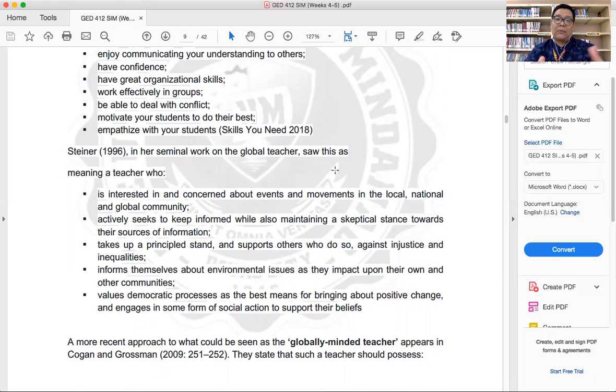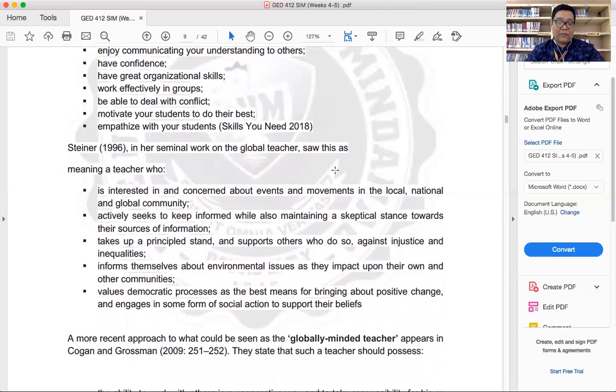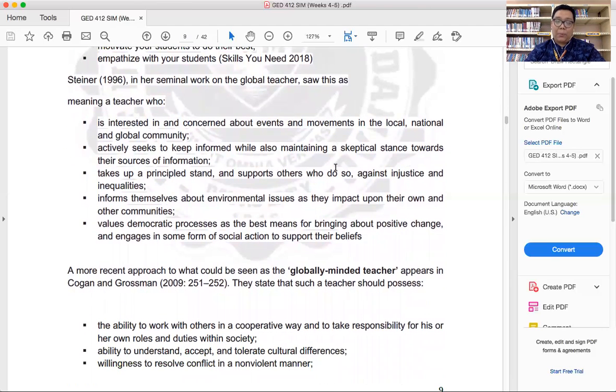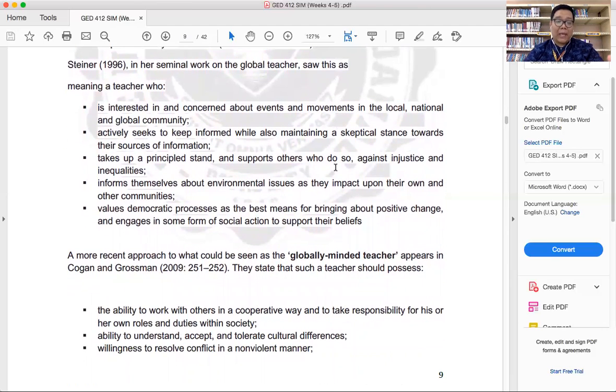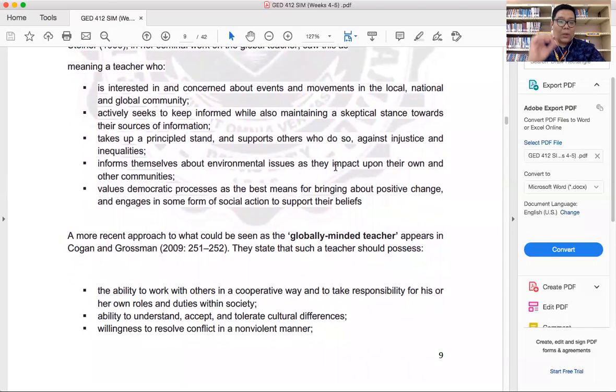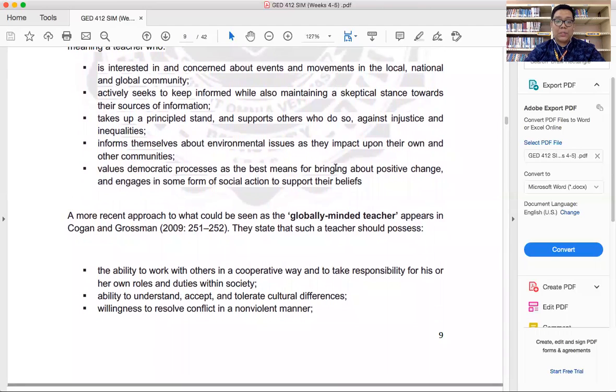While it is true that there are many educational philosophies available at hand, a global teacher must always be reminded that democracy will always be the best platform so that everyone will be given the chance to express themselves freely. Through this, everyone gets a chance or the opportunity to vent their emotions, express their ideas in the most effective way. A more recent approach to what could be seen as the globally minded teacher appears in Kogan and Grossman in 2009. They state that such a teacher should possess the following.